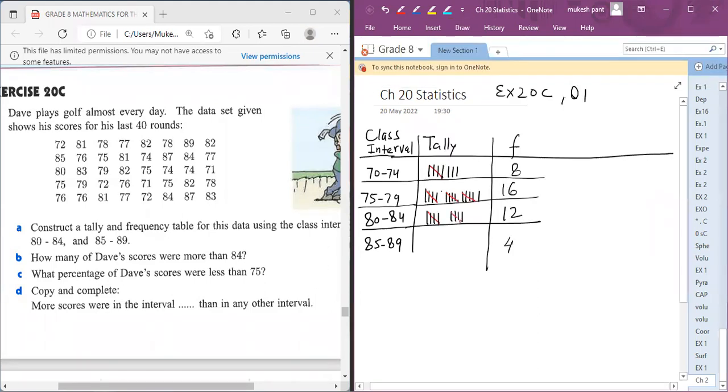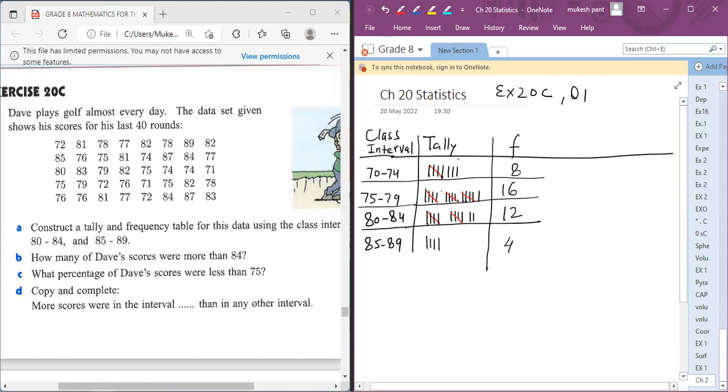Yes, if I have 10, then now 2, 12 means 1 to 12. 1, 2, 3. So these are the tally marks. Okay, guys, these are the tally marks.